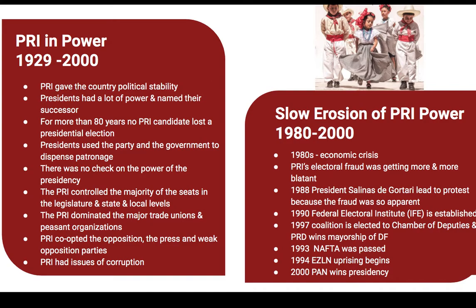And then in 2000, the PAN, which is a conservative political party, right of the PRI, actually wins the presidency for the first time. So this class is not a history class, but it's important to understand that from 1929 to 2000, the PRI is in power. But it's important to understand that in 2000, things change.